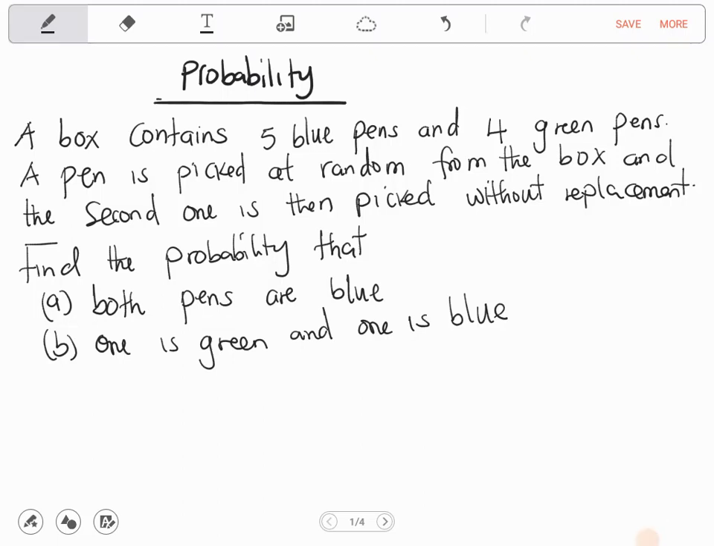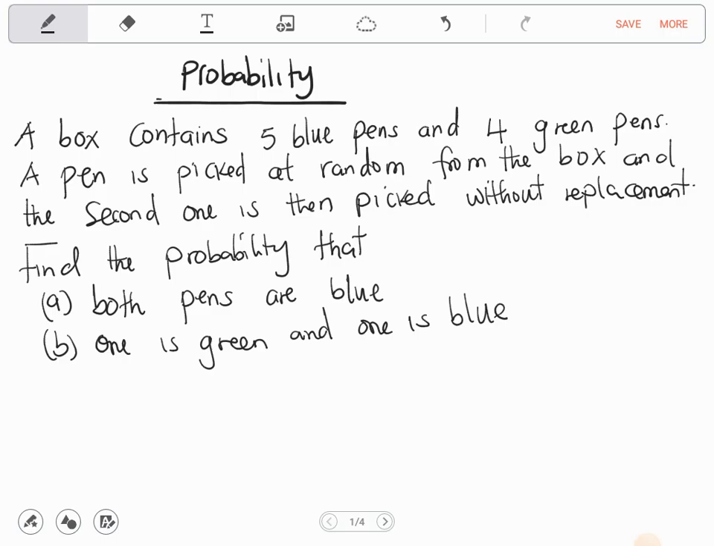Hello, I have a question here under probability. The question says, a box contains 5 blue pens and 4 green pens. A pen is picked at random from the box and the second one is then picked without replacement. So all our selections are without replacement. Find the probability that both pens are blue, and that one is green and one is blue.